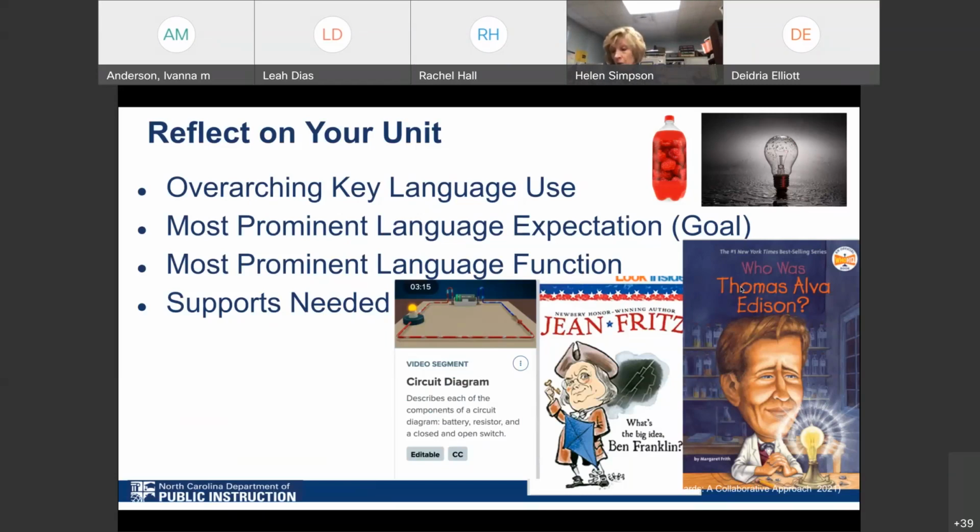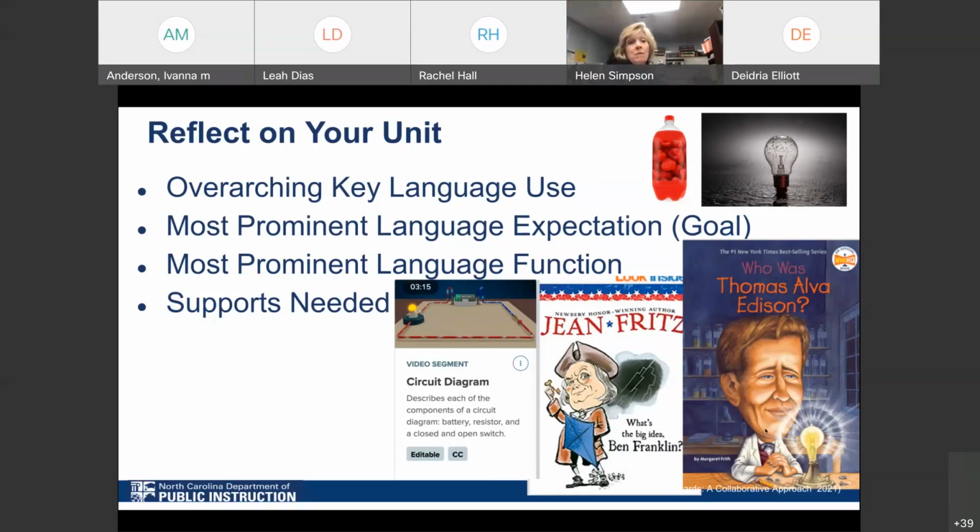So for example, when I reflect on a unit that I've taught in the past to fourth grade, and it was the development of electricity through the lives of two inventors. And so what we did is we read this little novel here. It's a very short one. What's the Big Idea, Ben Franklin? You may have read this with your students. And it talks about Ben Franklin's contributions to the harnessing of electricity, if you will.